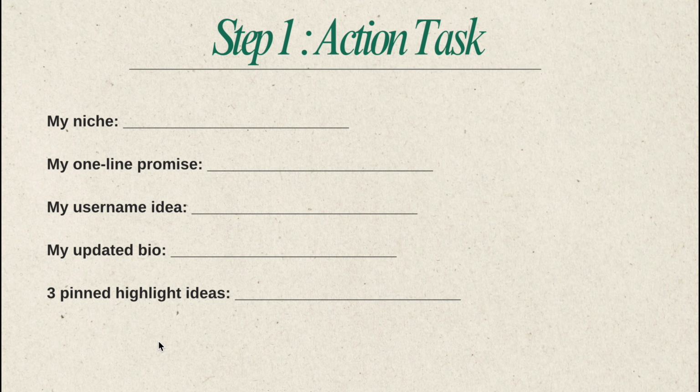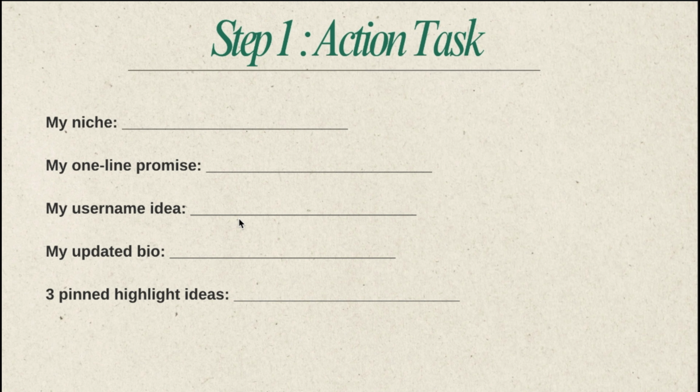The fourth thing is your updated bio: 3 lines with no excuses of who you are, what you help with, and where you are based, or your collab email. And the fifth and very last thing is your 3 pin post ideas. Decide the exact 3 videos you will pin: a testimonial style video, a product demo, or a signature voiceover. Once these 5 things are clean, then we are going to move to the next steps. That is the part that separates the creators who get paid from those who get ignored.